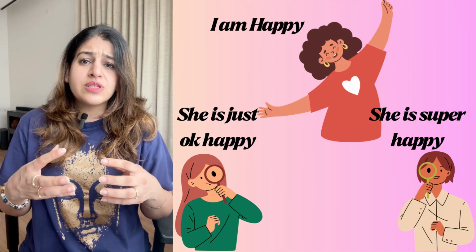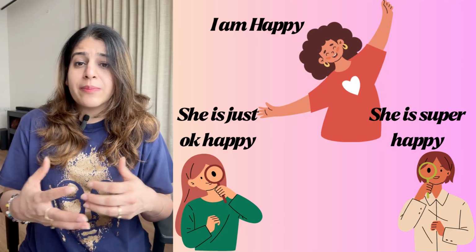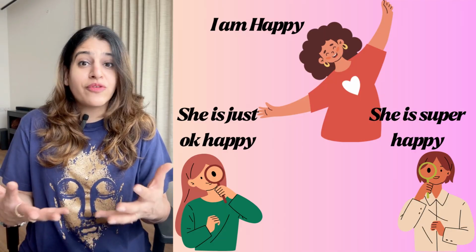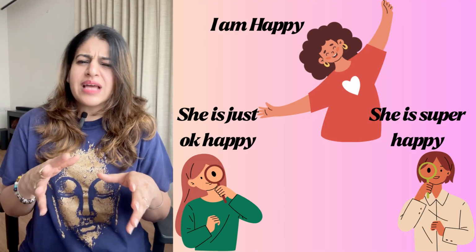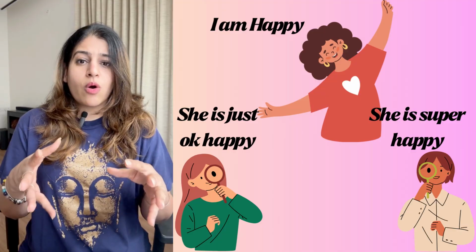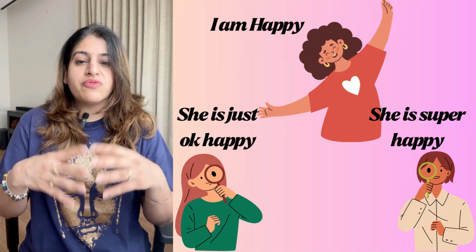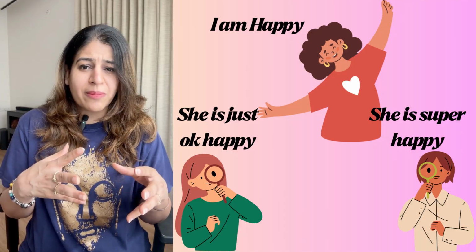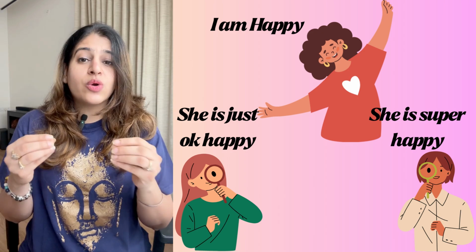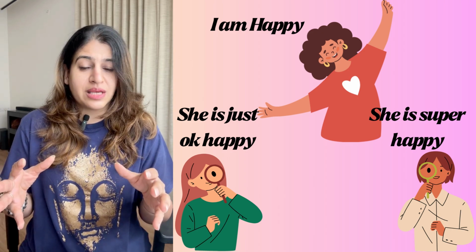Another thing is the difference between researchers. For example, I see you laughing and I say you're very happy. Then my co-researcher sees you laughing and says you're just average happy. Because according to me, maybe laughing means very happy, and according to him, laughing is just average happy. So who is right and who is wrong? It's very difficult to say.